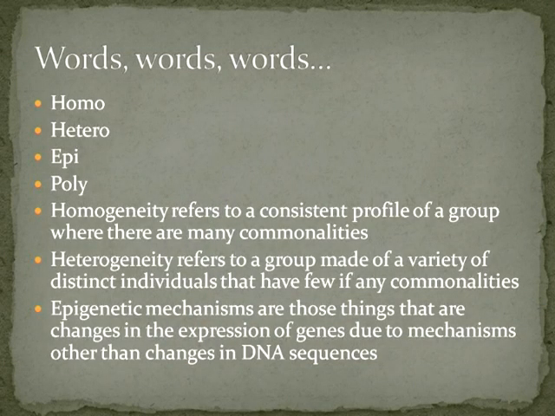Words, words, words. Lots of words. Homo, hetero, epi, poly. Fun words. So homogeneity refers to a consistent profile of a group where there are many commonalities. Not so much the case with our students on the autism spectrum. Heterogeneity refers to a group made up of a variety of distinct individuals that have few, if any, commonalities.